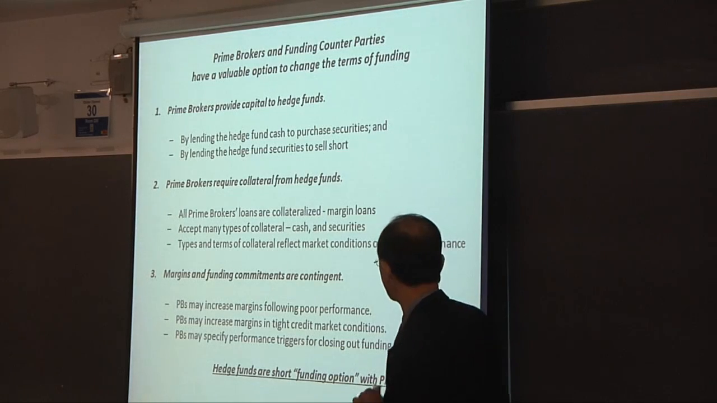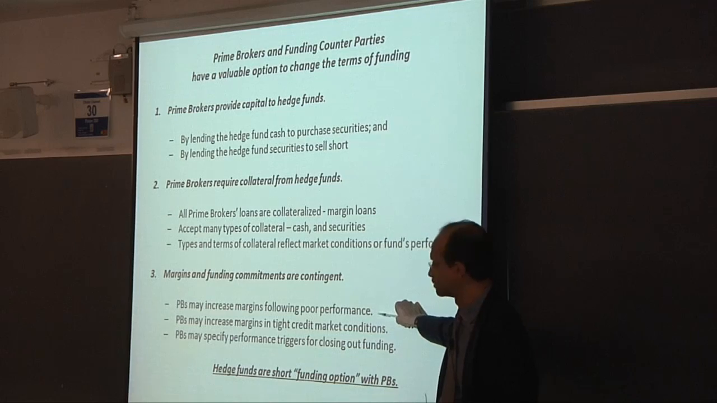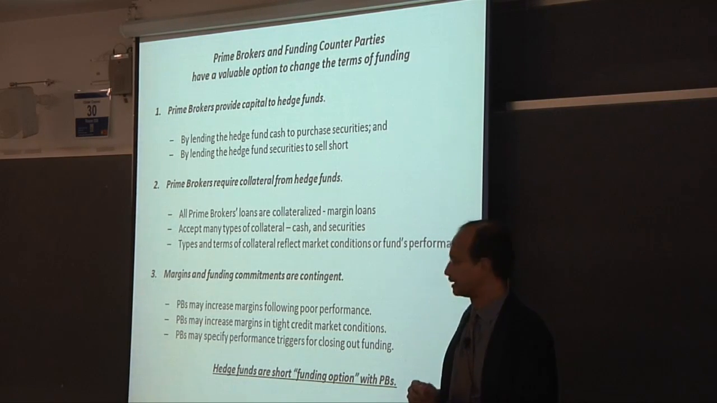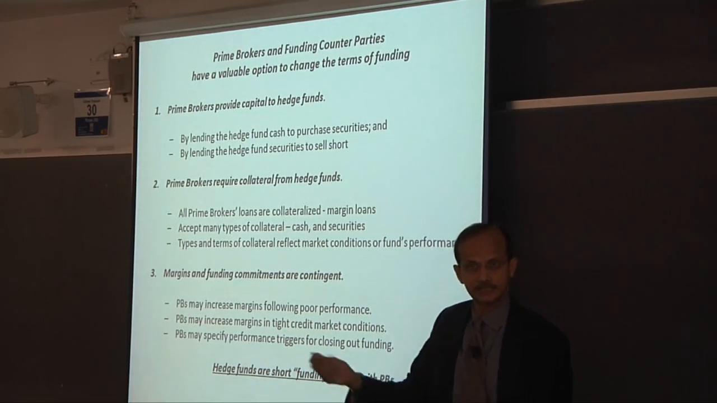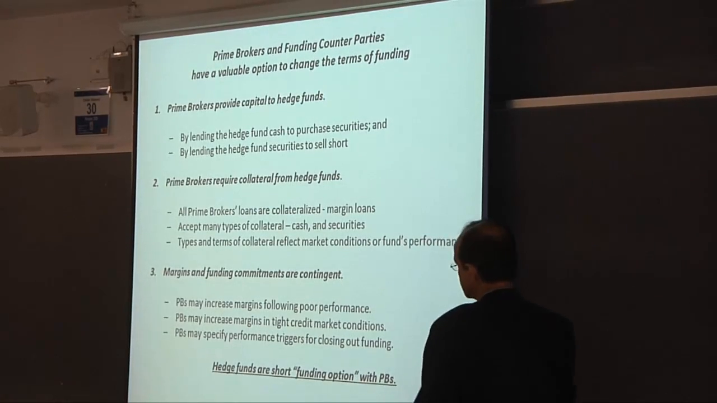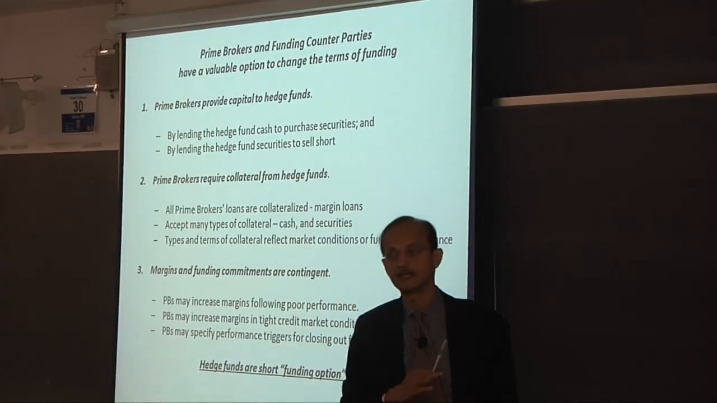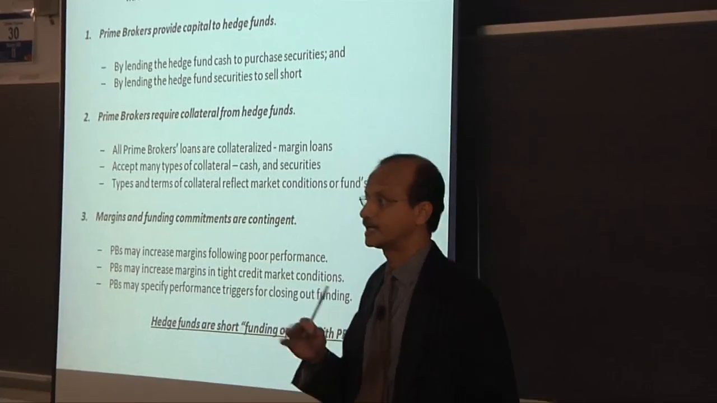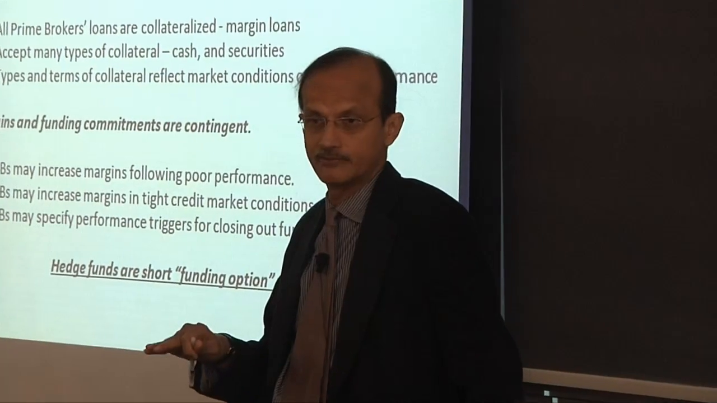Okay, so what do we get out of this? Well, we can expect the prime brokers to increase margins following poor performance, right? You can expect them to increase the margins in tight credit market conditions such as 2008, for example. And they may even specify performance triggers. What do I mean by this? If the rate of outflow or if the net asset value goes down below a certain threshold, the prime broker may say, we're going to shut you down.